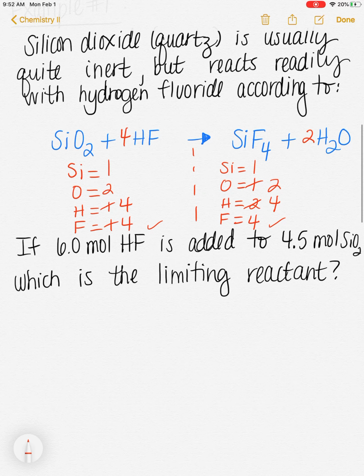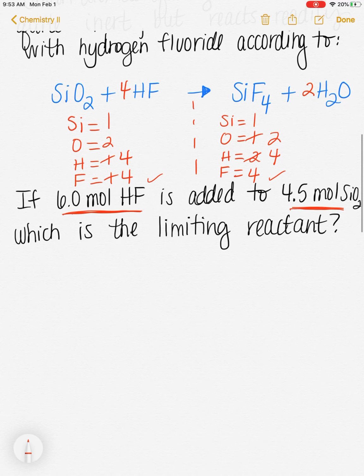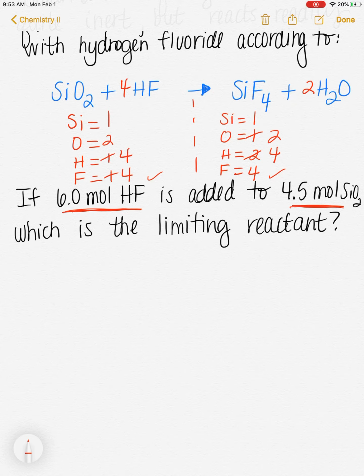So now let's take a look again at the next part of the problem. If 6.0 moles of HF is added to 4.5 moles of SiO2, which is the limiting reactant? So what looks different about this problem than the problems that we have done before? The main difference is that in a limiting reactant problem, they are going to give you 2 different starting amounts instead of 1. And we are going to have to handle those as 2 separate stoichiometry problems. So I am going to list that I've got 6.0 moles of HF.